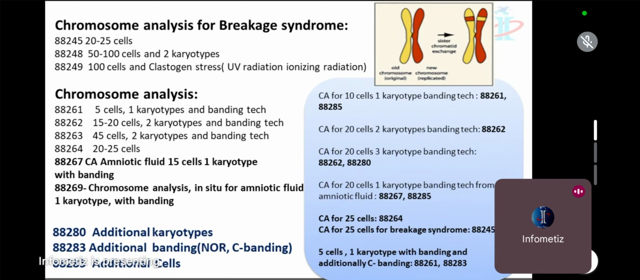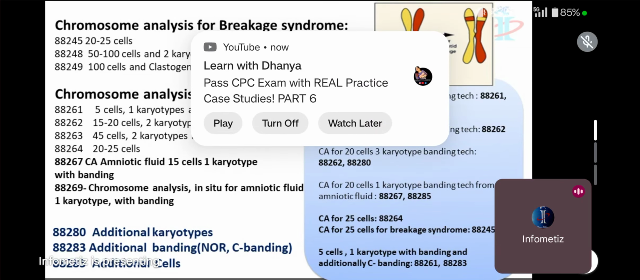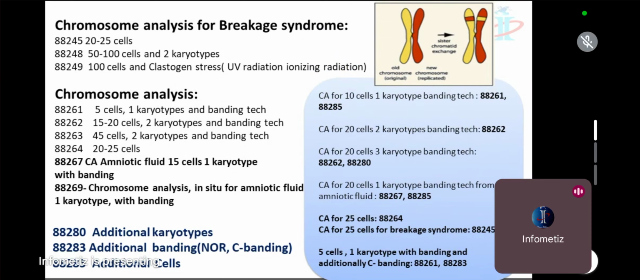Now that is code 88240. And they're not talking about a single cell. Single cell, no one can preserve. It's a very minute structure, right? So they are talking about a cell line. What is a cell line? A cell line is one generation of a cell.